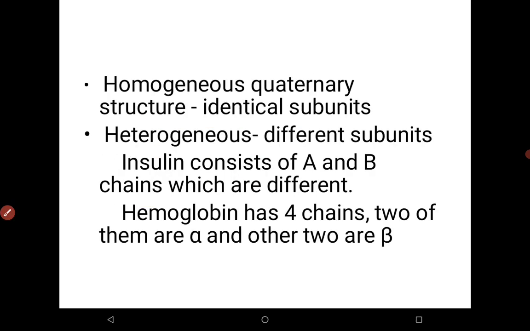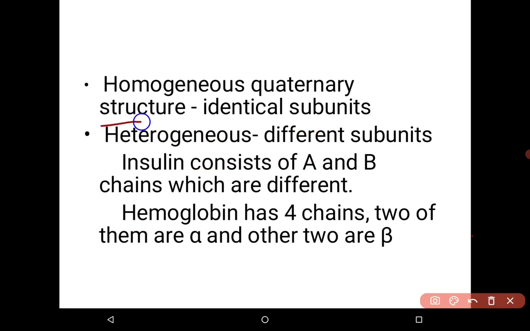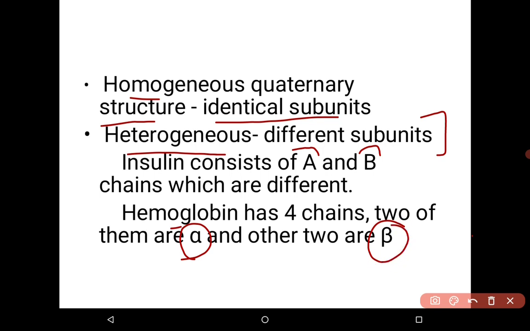There are two types of the quaternary structure. You have the homogeneous one. If those tertiary structures are the same, it's called homogeneous, meaning they have identical subunits. Then heterogeneous is one which has different subunits of tertiary structures, what we call subunit A and subunit B. Same thing, hemoglobin has four chains. Two of them are alpha subunit, two of them are beta. So this is under heterogeneous.